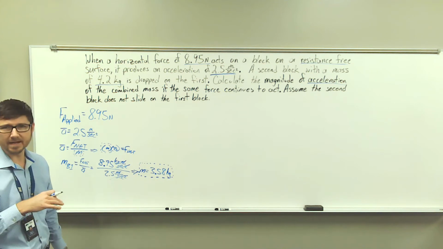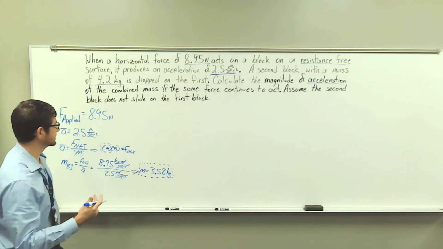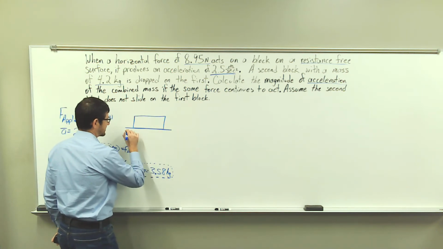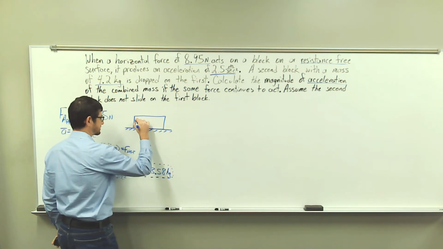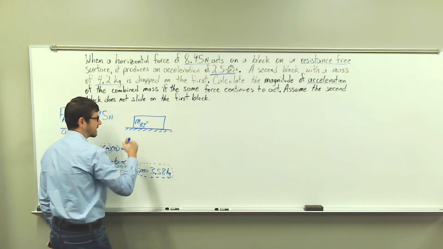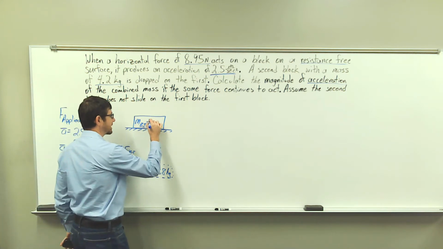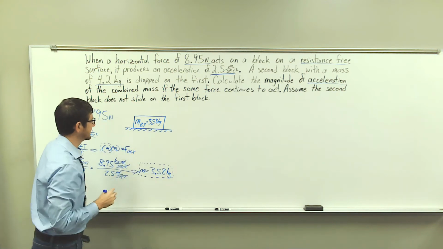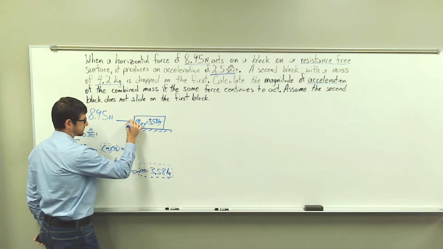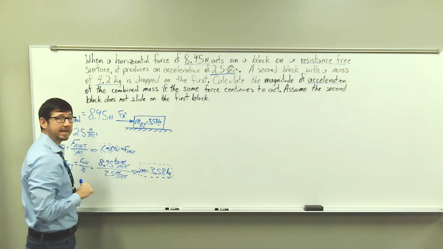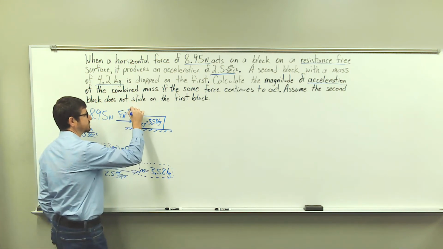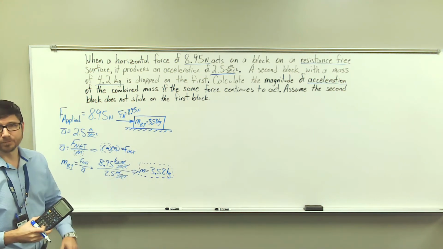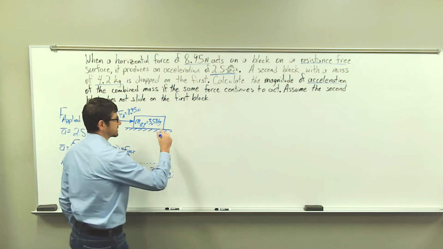So what we can also do to better understand what's going on is draw a simple picture here. So here is my surface. I'm going to say mass of block 1, 3.58 kilograms. Okay, and we have an applied force. Now I'll identify that by F sub A on my diagram. This is 8.95 newtons. Now, if we were to draw a free body diagram, it would look something like this.